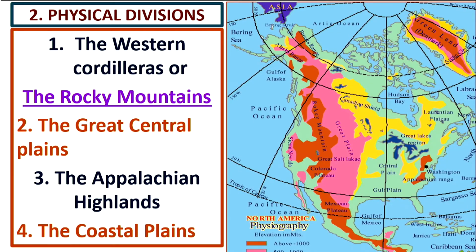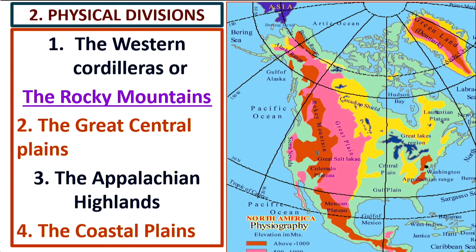Let's come back to the physical divisions of the North American continent. Even in our nation, India, we have physical divisions, is it not? That is the Himalaya, the Ganga Plains and the Deccan Plateau coastal area. Just like this, even in the North American continent, we have 4 kinds of physical divisions. The first one is known as the Western Cordilleras or Rocky Mountains. The second one is the Great Central Plains, and the third one is the Appalachian Highlands. Finally, the last part is the coastal plain.